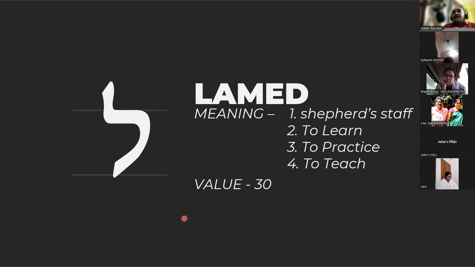And then we joined Kaf and Vav. That makes Lamed. Above Kaf I have placed Vav, so it looks as if the Kaf is lifting up Vav. So whenever you see Vav, you have to remember Isaiah 53. Whom does Isaiah 53 teach us? It teaches about Yehoshua, the Messiah. So what Lamed teaches us is that we need to lift up the Messiah. How to lift up the Messiah? By sharing the testimonies. And then we saw the meaning also: shepherd staff, to learn, to practice and to teach.